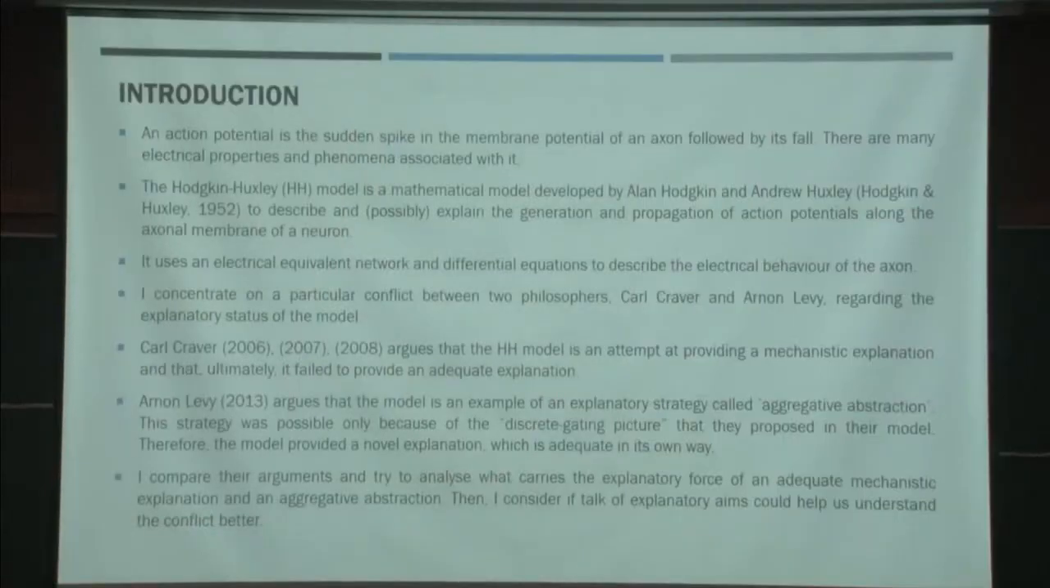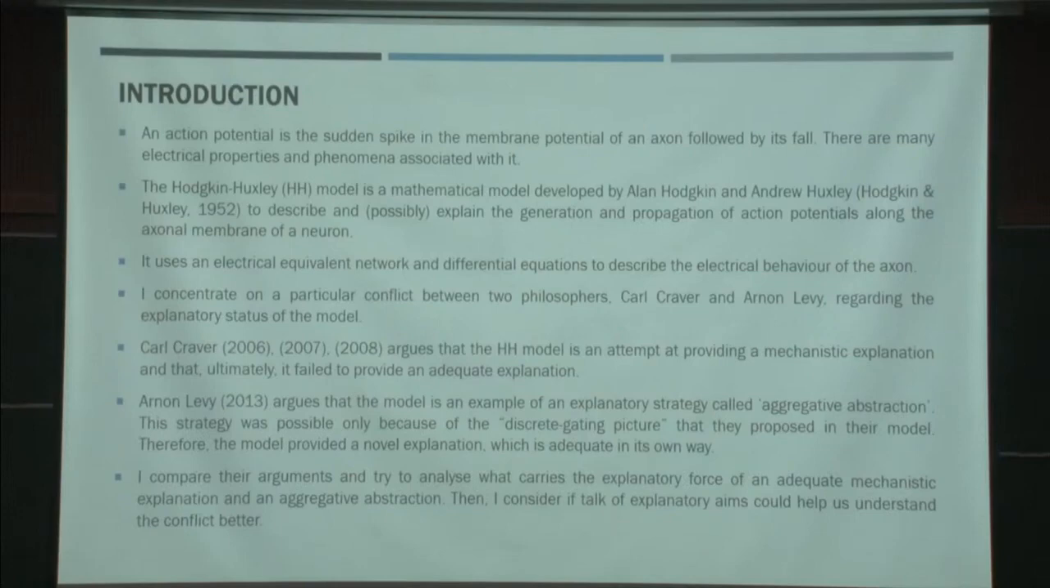So I'll just give a simple introduction. First, the model is for the phenomenon of action potential. An action potential is a sudden spike, the rise and fall of the membrane potential in a neuron. That's called the action potential, and it has been studied for several decades, from the 1930s and 40s.